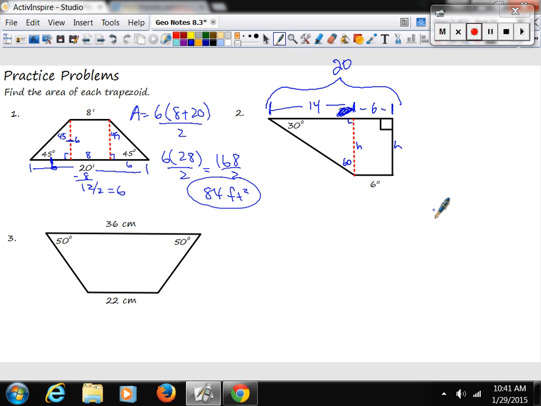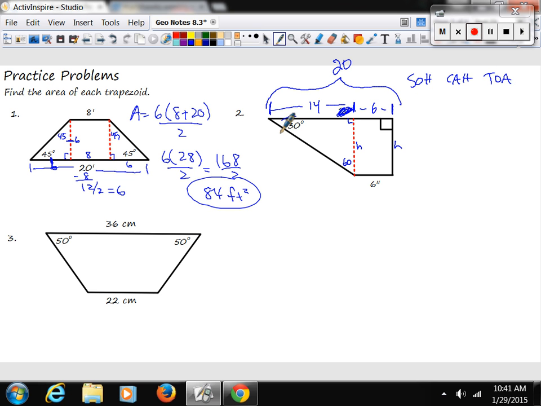Because to get the H, if you know them off the top of your head, you're going to take 14 and divide it by radical 3 and get that height, and you're done. But if you don't know them, what do you got to use? You got to use SOHCAHTOA. If you're not sure, you're going to be thinking about SO, CA, or TOA.